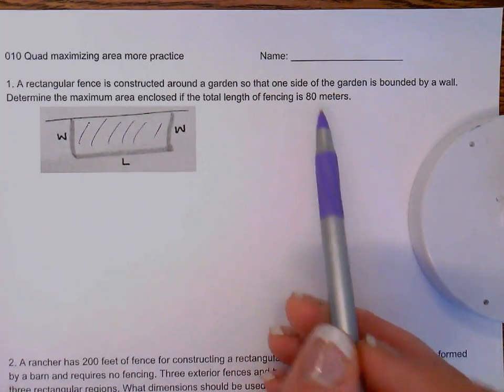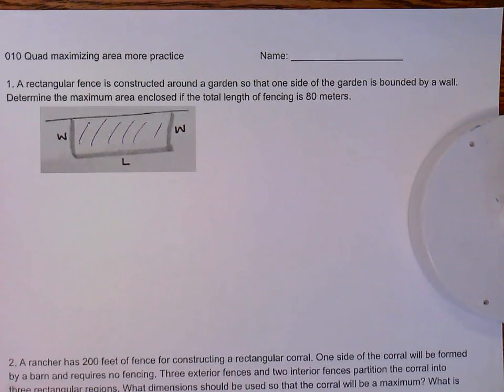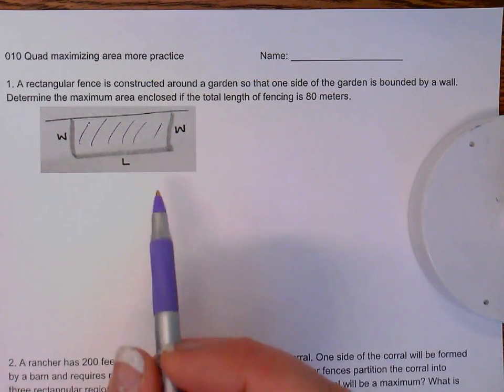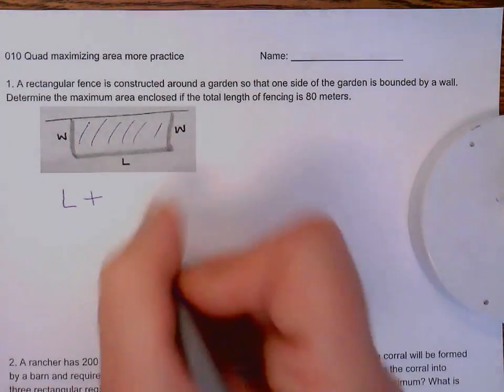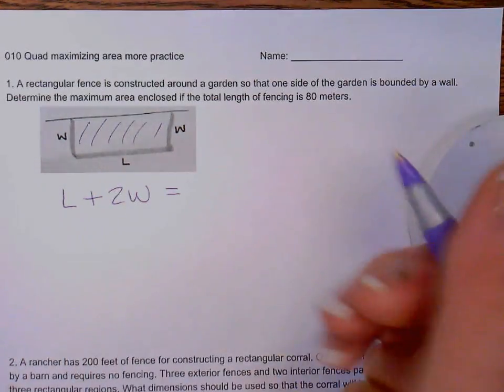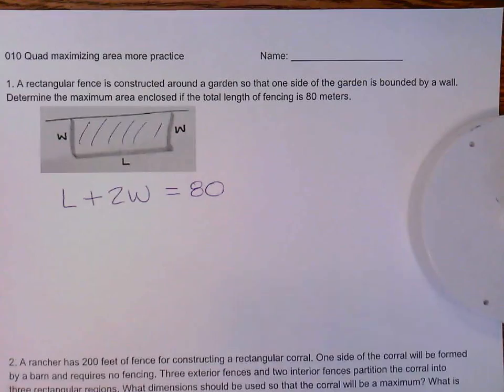So you want to write two equations. If it's 80 meters, can someone give me a perimeter equation for it? L plus 2W has to equal 80. That's set in stone. I have that much fencing.